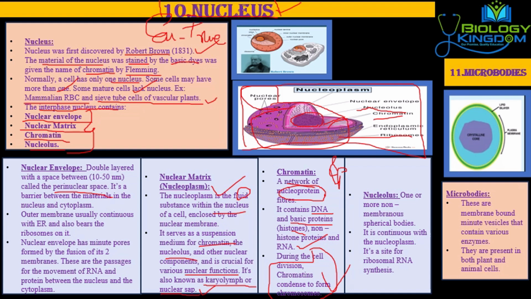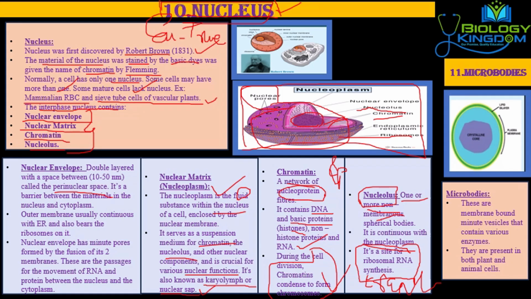Next, coming to the last important part, the nucleolus. Generally, there may be one or more non-membranous spherical bodies, the nucleoli, which are generally continuous with the nucleoplasm, and they are the site of ribosomal RNA synthesis. This is related to translation, where we have ribosomal RNA synthesis. In that place, the nucleolus plays a major role. So this is all about the nucleolus.